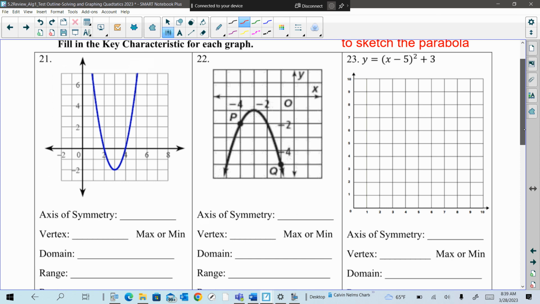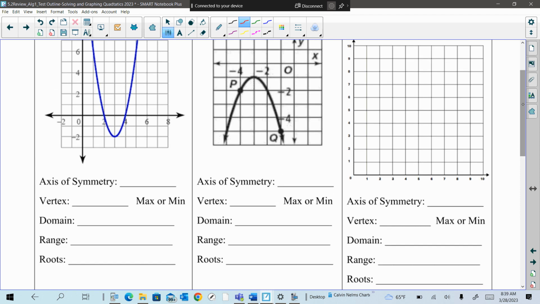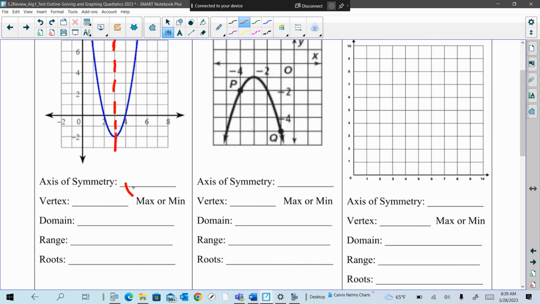All right, so the last section, some more characteristics. This is making sure you understand domain and range. On 21 here, you're going to have to draw or hopefully physically see the axis of symmetry, which goes through the center of the parabola and cuts it in half. You have to give that equation. On our first one here, our axis of symmetry would be x equals 3. Are we okay there? It's always a vertical line, so it has to be x equals that number.